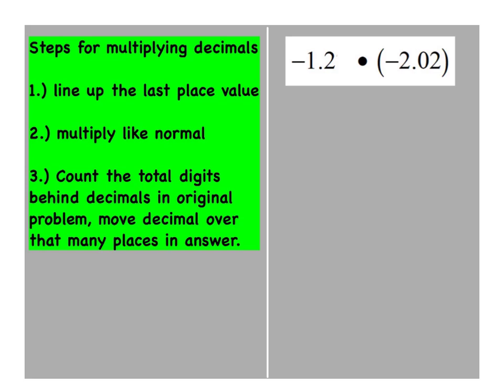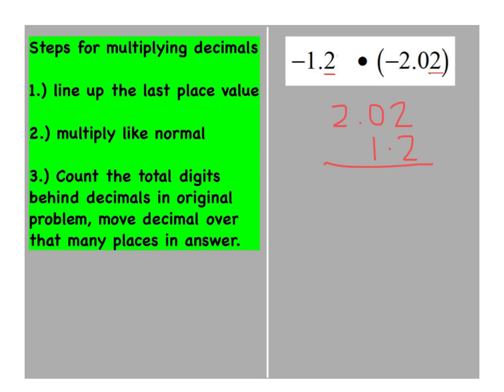All right, now we're going to multiply decimals. The first step is to line up by the last place value. So in this case, that means that I need this 2 and this 2 to line up. And I am just going to make it a little bit easier by using the commutative property to change the order. So I'm going to multiply the 2.02 on the top and the 1.2 on the bottom. You don't have to do this, but it'll make it a little bit faster.